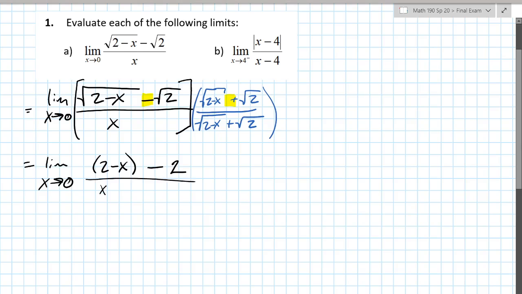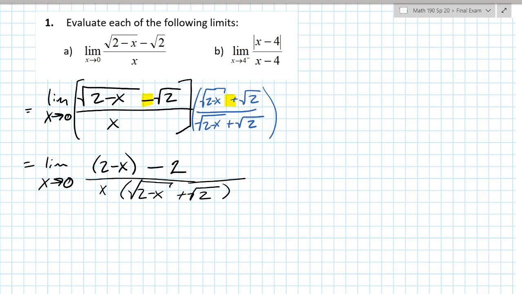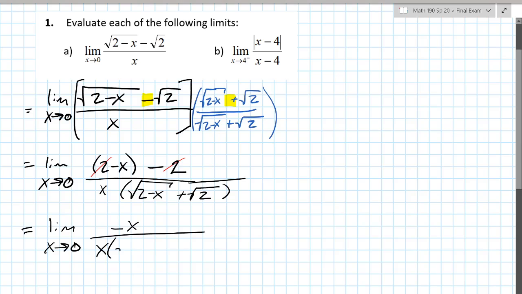On the bottom, we are going to leave it factored, since the whole reason we're doing this is we are hoping to cancel out the reason for the 0 over 0. That is, we're hoping to see an x in the numerator and x in the denominator cancel some things out. So we've got a positive 2 and a negative 2 up top. And then also up top we have a negative x. And then the bottom is the bottom.